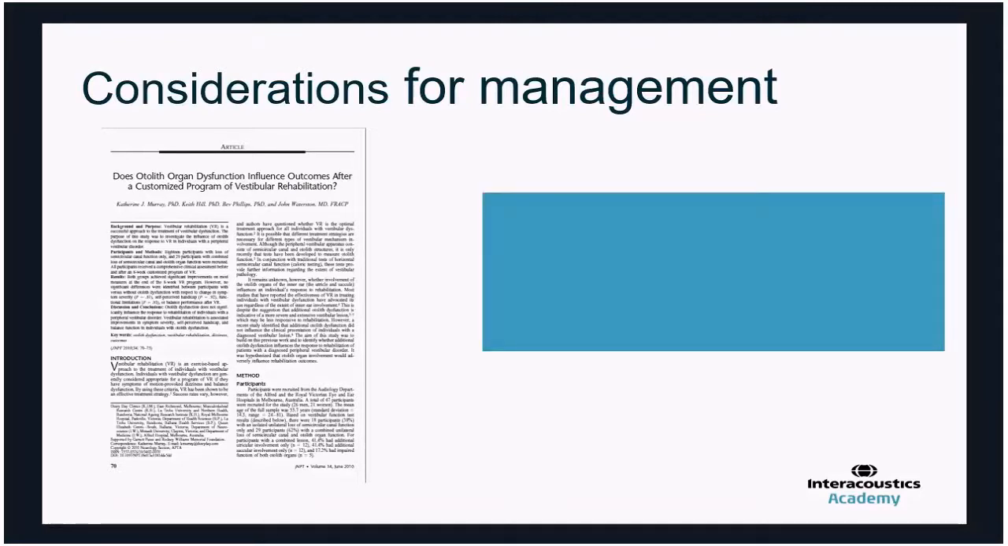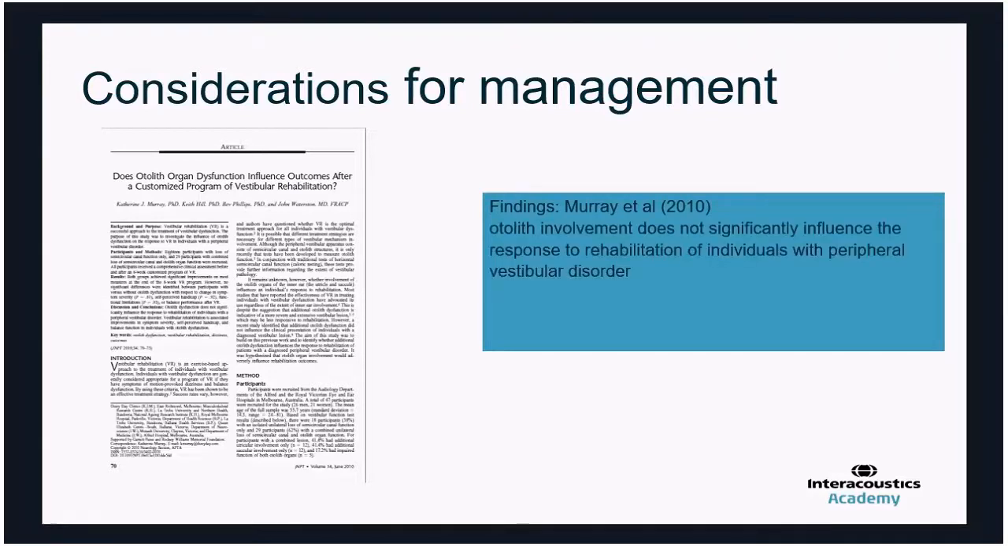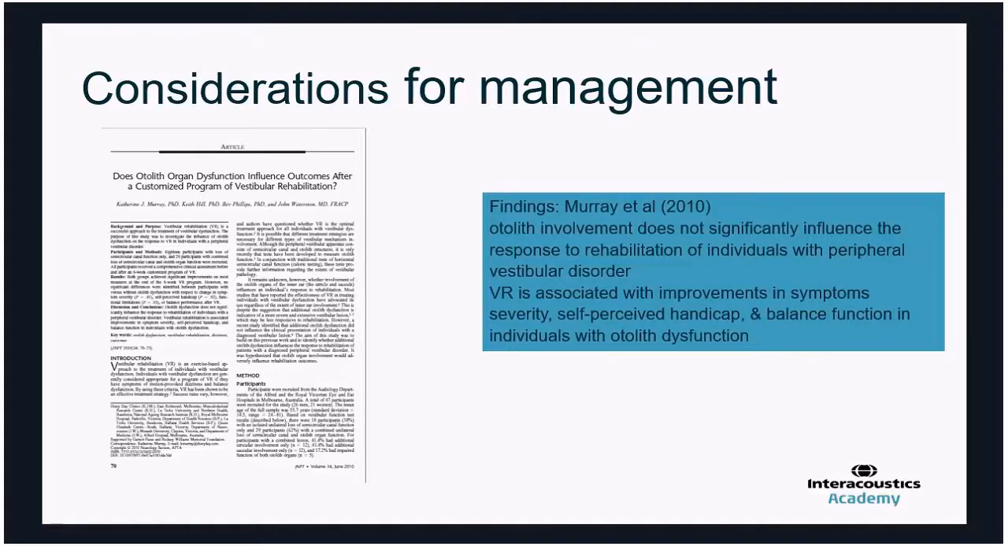So this study here is looking at otolith dysfunction and the influence on outcome in vestibular rehabilitation. This was done by Murray et al. in 2010. And their findings were that, yes, otolith involvement actually didn't change or influence the response to rehabilitation of individuals with peripheral vestibular disorder, and that vestibular rehabilitation was associated with improvements in symptoms, the severity of those symptoms, their self-perceived handicap and balance function with otolith dysfunction.